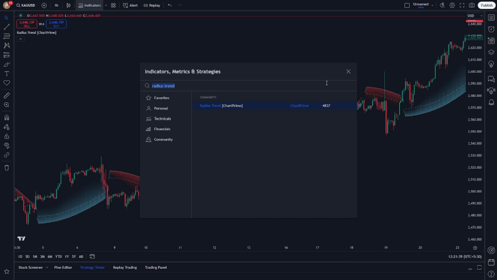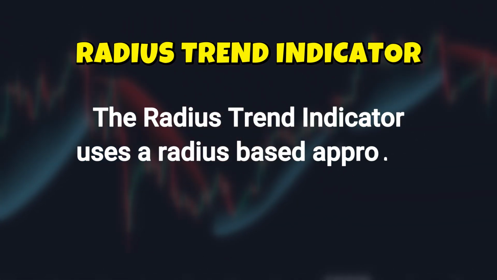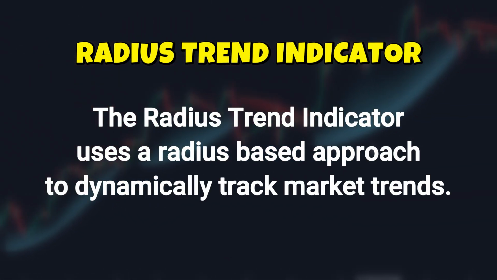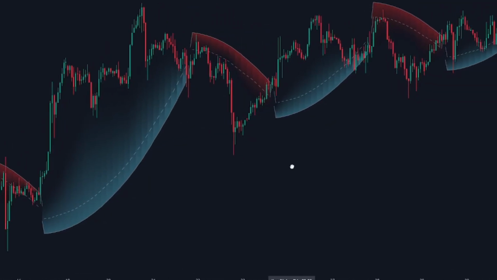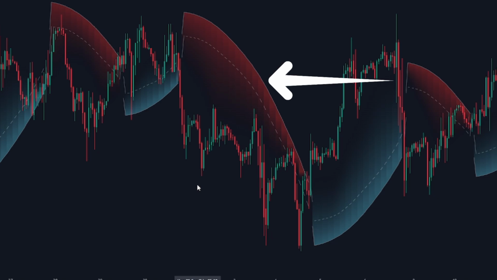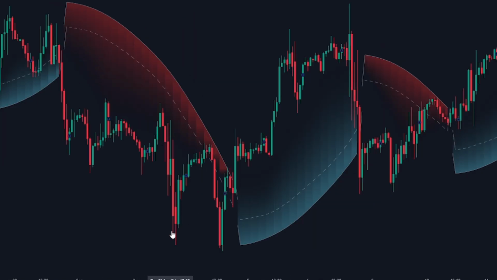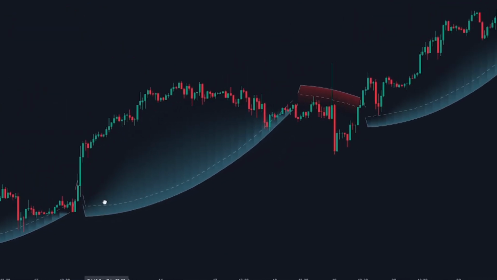So, what exactly is this indicator? The radius trend indicator uses a radius-based approach to dynamically track market trends. It's simple, efficient, and incredibly intuitive. Let's break it down. First, we have the trend cloud, the backbone of this indicator. It changes color to signal the market's direction. A red cloud with price trading below it, that's a bearish trend. A green cloud with price trading above it, bullish all the way.